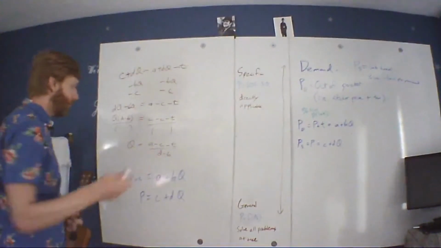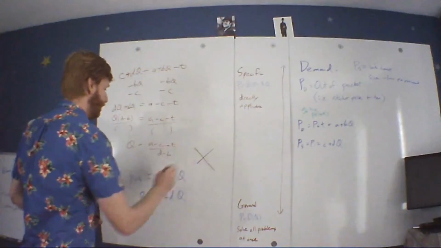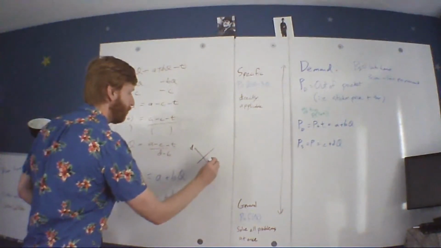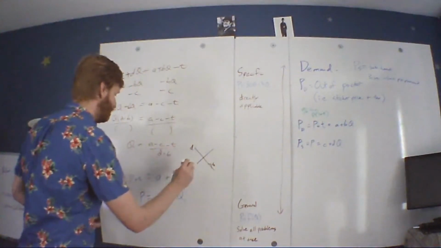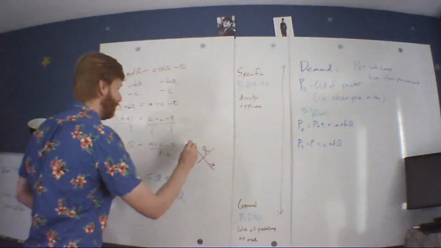Now, other things we can look at here. Let me draw that supply and demand curve again. From the demand side, we had A, and our slope was B. And then over here we had C for our supply curve, and our slope was D.